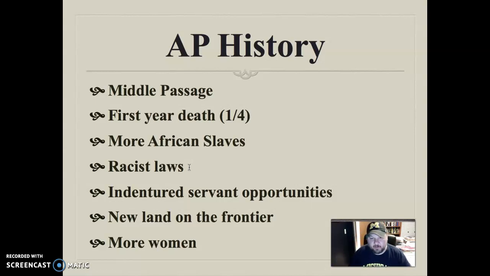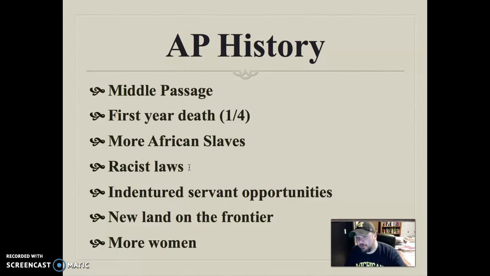Getting whipped, that sort of thing. So there were many more racist laws that perpetuated the system. Indentured servants were getting other opportunities. It was easier for them to own land. They didn't have to pay taxes, or they had to pay taxes, but at lower rates than they did before. They got a right to vote. So in their heads, they're thinking they're one step further.